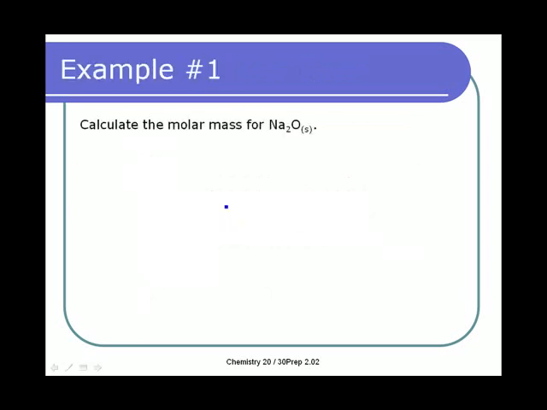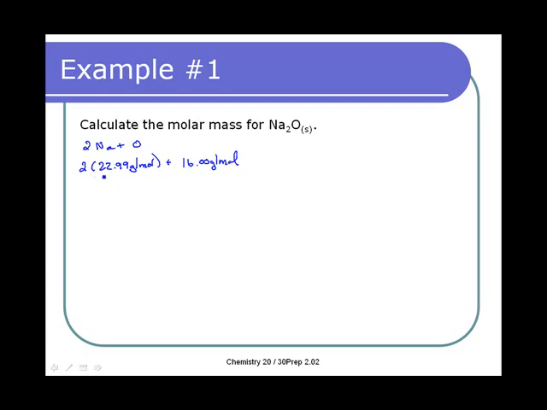So we'll get started. The molar mass for Na2O, or sodium oxide. So for this molecule we have 2 sodiums plus an oxygen. And so we go to our periodic table and we find the molar masses, and so we have 2 ions of sodium, and each ion has a molar mass of 22.99 grams per mole. To that we're going to add 1 ion of oxide, which has a molar mass of 16.00 grams per mole.